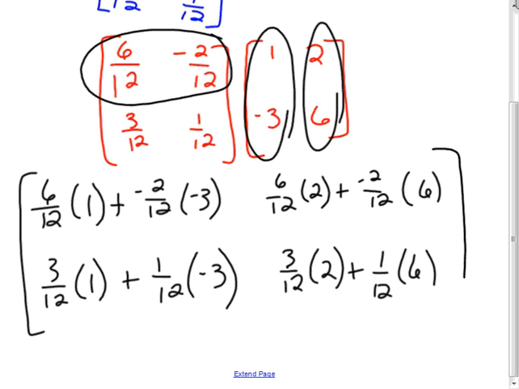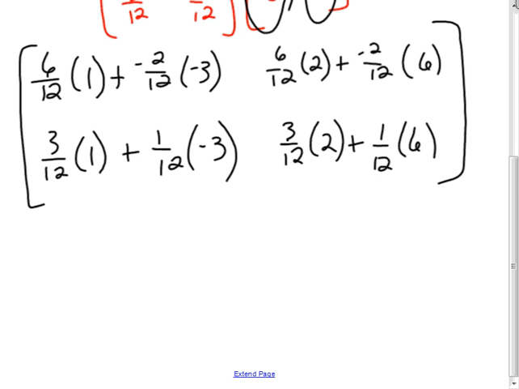Okay, now I have to do multiplication and I have to add fractions. I already have common denominators because of all the fractions and how they were. So because of that, that's why I don't simplify the fractions if I don't have to.